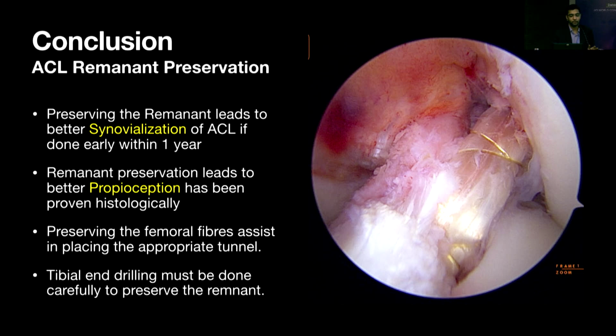So the conclusion is, preservation of remnant leads to better synovialization. Remnant preservation leads to better proprioception, but these are histological evidences. There's no concrete evidence on the same. Preserving the femoral fibers will assist in placing the appropriate tunnel. Tibial end drilling must be done carefully to preserve the remnant.